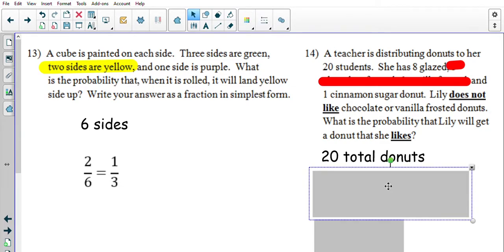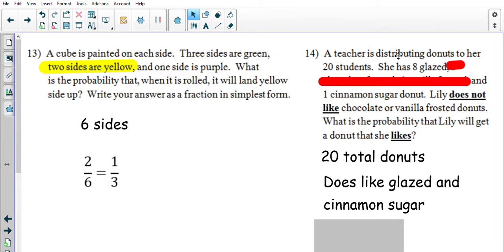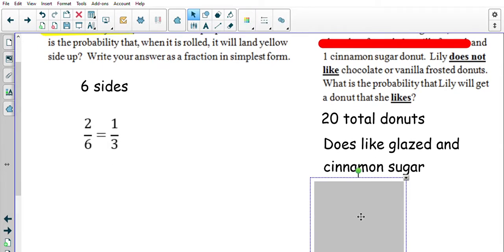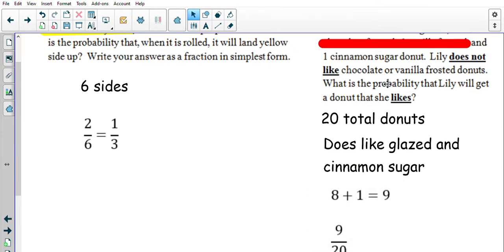There's 8 glazed, 1 cinnamon sugar for a total of 9. Since she does like those, we have a total of 20 donuts. So this is going to be 9 out of 20. 8 plus 1 is going to be 9/20. If we want to write that as a percent, that would be 45%.